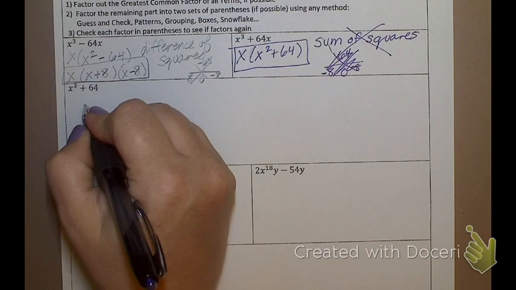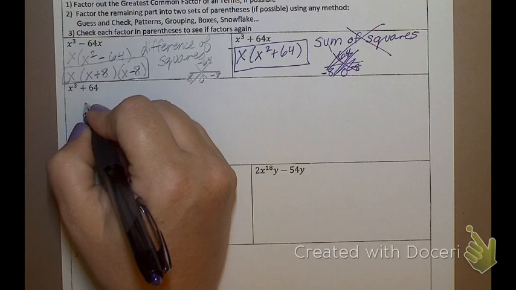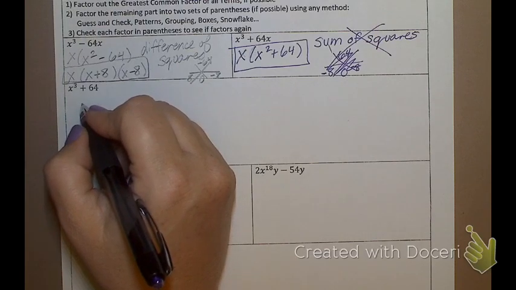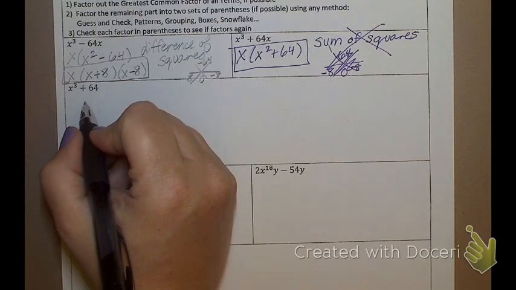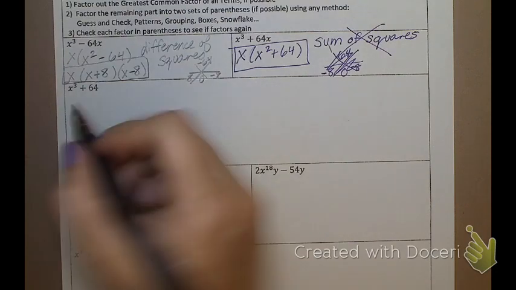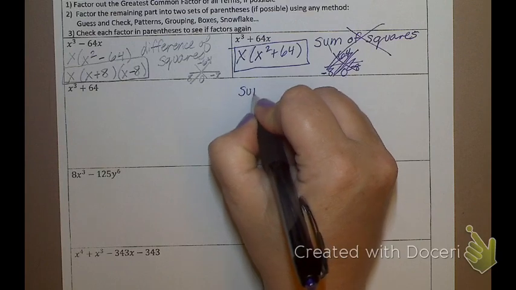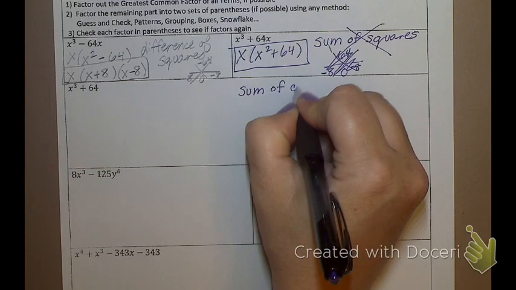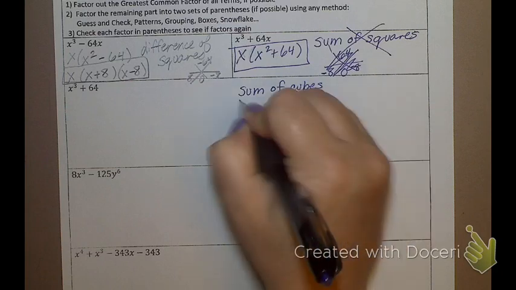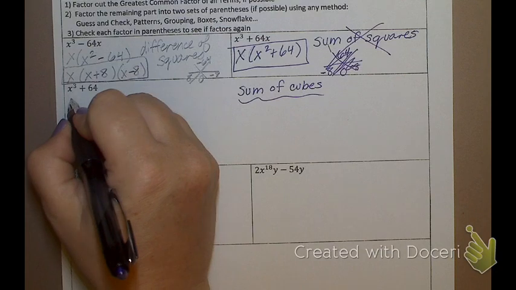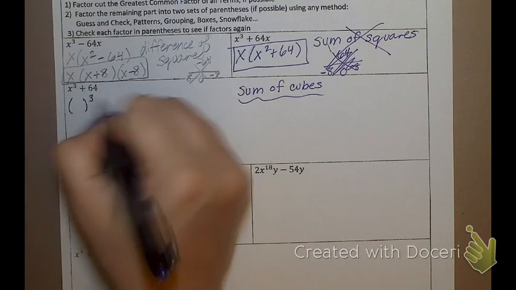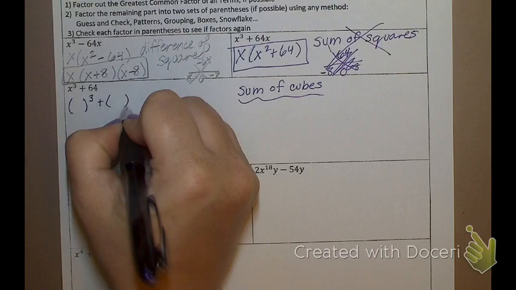So, let's look at this guy. Do they have anything in common? They don't have anything in common. They're not a difference of squares. They're also not a sum of squares. They are actually what we would call a sum of cubes. Why do I call them a sum of cubes? Well, because technically this is in the form of something cubed plus something else cubed.